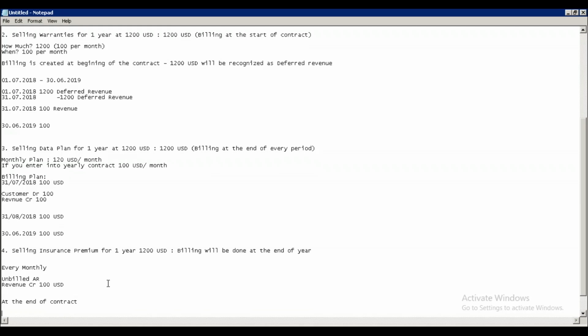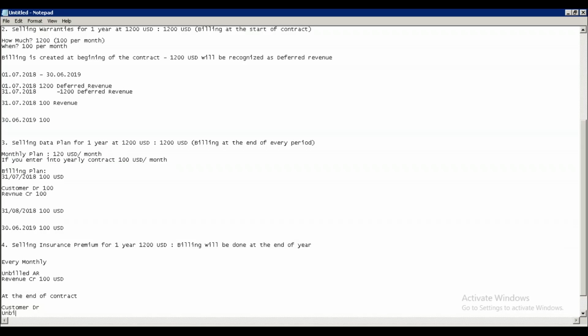What you will do at the end of the contract? Your actual customer will get debited, and whatever amount is available in unbilled AR account, that will get credited. So at the end of the contract, your unbilled AR is 0, your customer is debited with 1200 USD, and your revenue is also credited with 1200 USD. That's in the contract. Clear on this? Any questions till now?